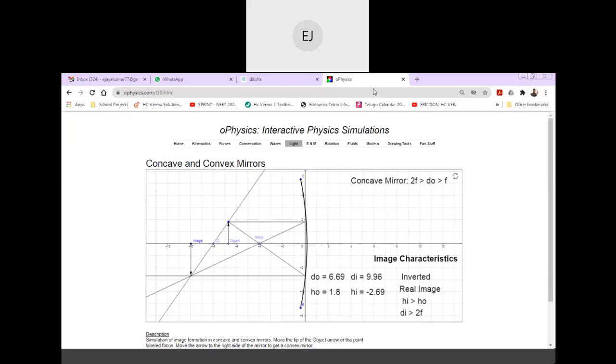Next, Tiasa is asking a doubt. Sir, is a plane mirror a part of curved mirror? Plane mirror, beta. Plane means plane, flat. Curved means there should be some curvature. Plane mirror and curved mirror are both different concepts. Plane mirror is a flat surface. Curved mirror is a part of sphere. Is it okay, beta? Tiasa? Yes, sir.